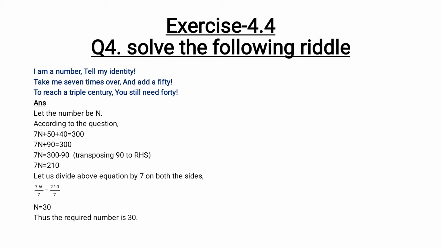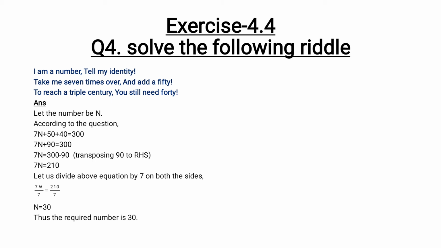Thus, 7n plus 90 is equal to 300. Therefore, 7n is equal to 300 minus 90. Here we transposed 90 to the right hand side and thus its sign changed to minus. Therefore 7n is equal to 210.